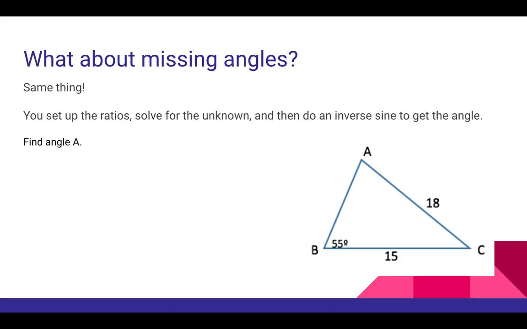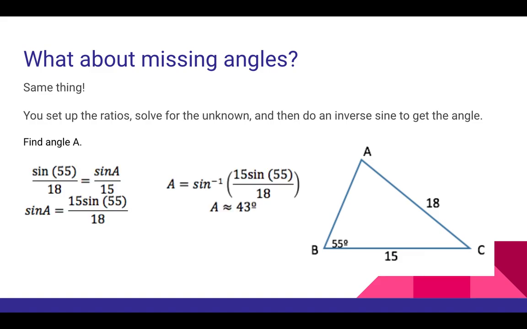So I'm going to set it up. Sine of 55 over 18 equals sine of A over 15. Now I multiply by 15 to get sine A alone. So 15 sine 55 over 18. And then I'm going to do an inverse sine of that whole mess. And I get that angle A is roughly 43 degrees.